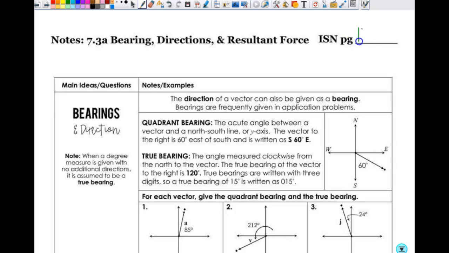Alrighty. It's going on page 145 and we're done. We're still talking about vectors. We are going to revisit bearing.